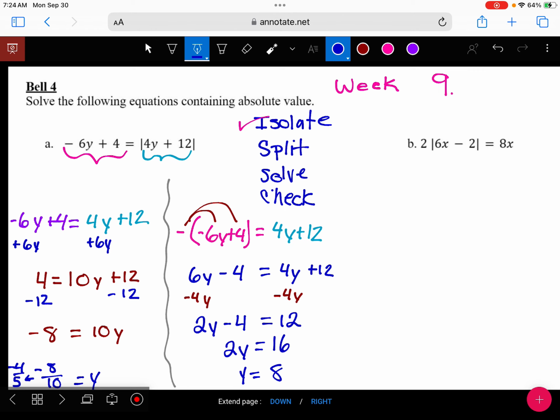So then we need to check these. Yes, you have to check them. That is not optional. It is part of our steps. You have to check them. Yep, plug the y in where it is and see if each side equals the other.